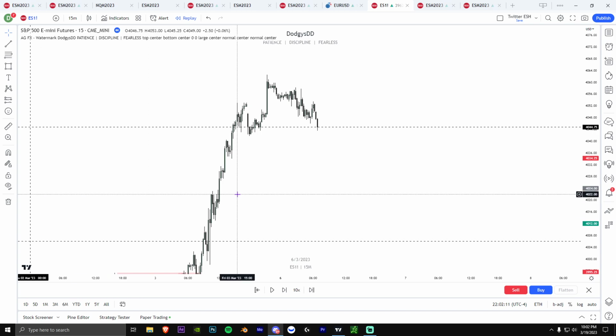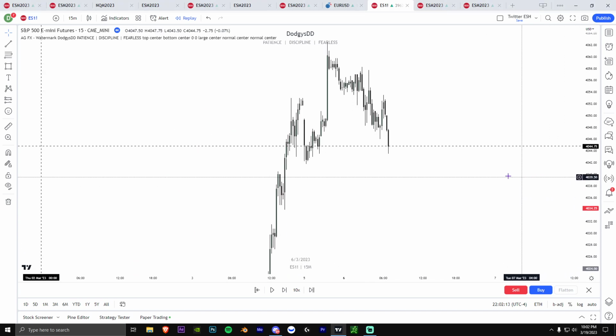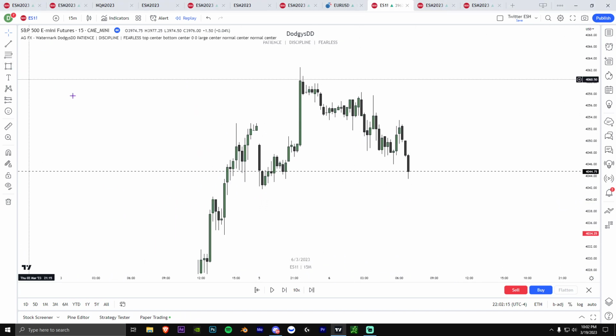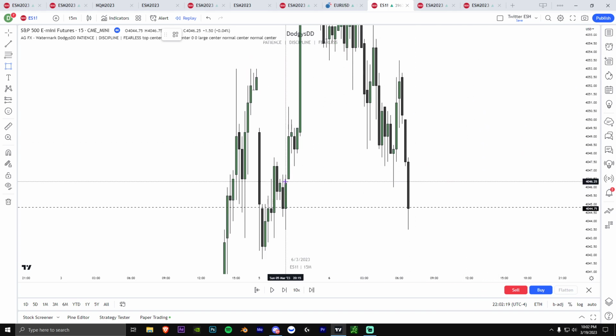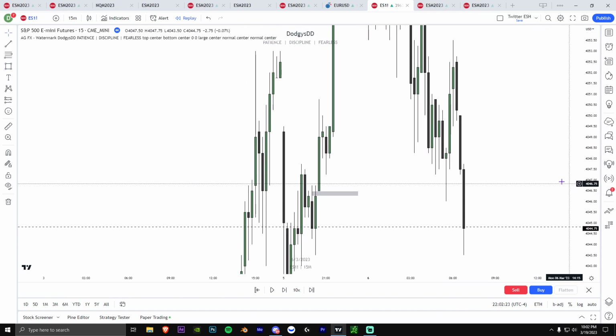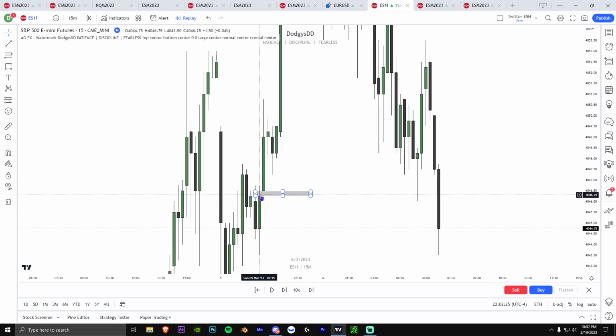I'm sorry. A volume imbalance is just when we get this gap in between these candles. See how this candle closes and this candle opens here? See how this closes and the body does not overlap with the open? This is a volume imbalance, when the open does not overlap the close.